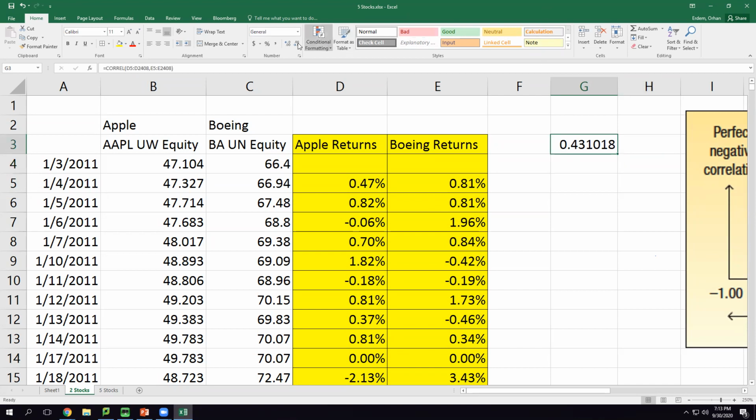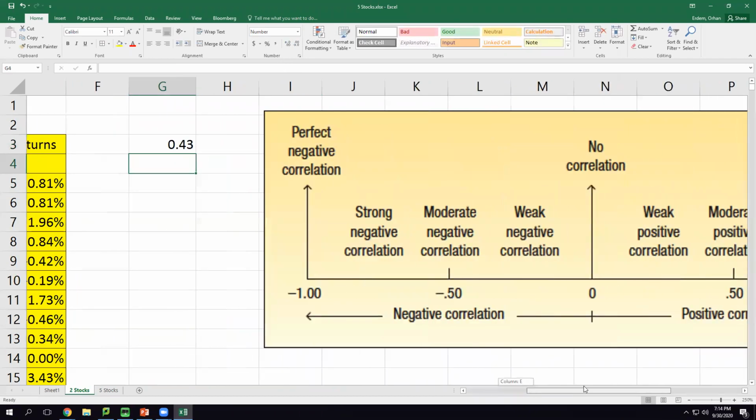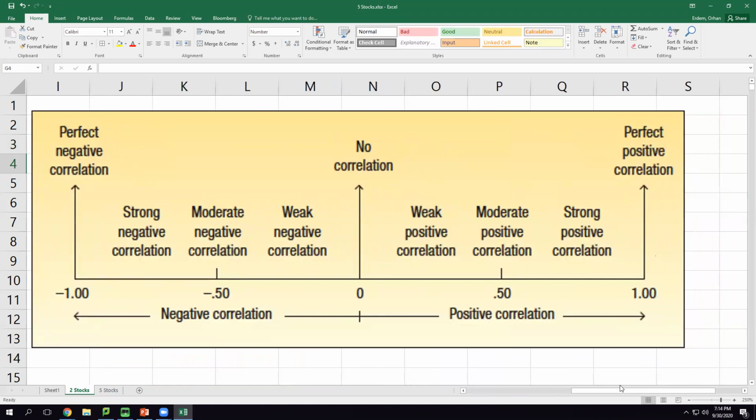43%. 43.2. Yep, that's what I got. Okay, so let's go back to our chart here to the right. There is 43, somewhere here, closer to 25. It's just an example. This is how we calculate the correlation between two stocks. The lower the correlation, the better. This is not very high, but it's not very low either. It's on the positive side.